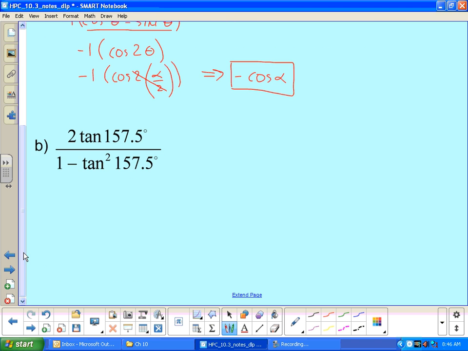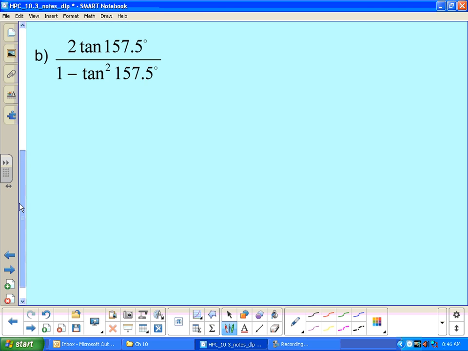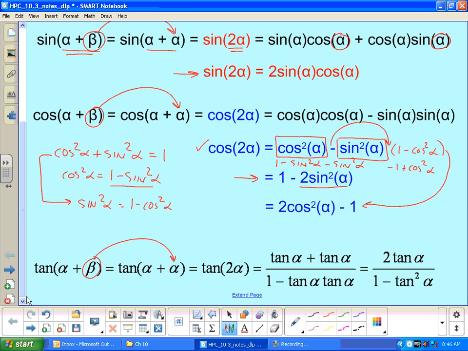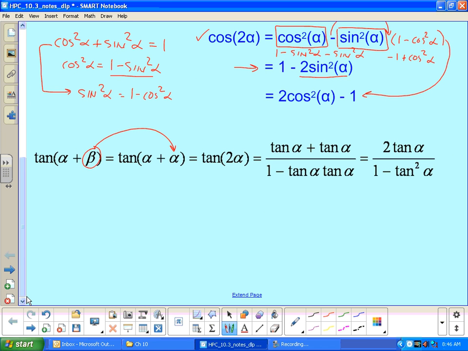Let's try B. So we see we have some tangents involved here. And going back into our property or our double angles, we see that a tangent, right now it's set up in this format, that problem that we just had, where the alpha is the 157.5 degree angle, and that is going to then take us back to this setup, this form. So we're going to end up with a tan 2 alpha here.